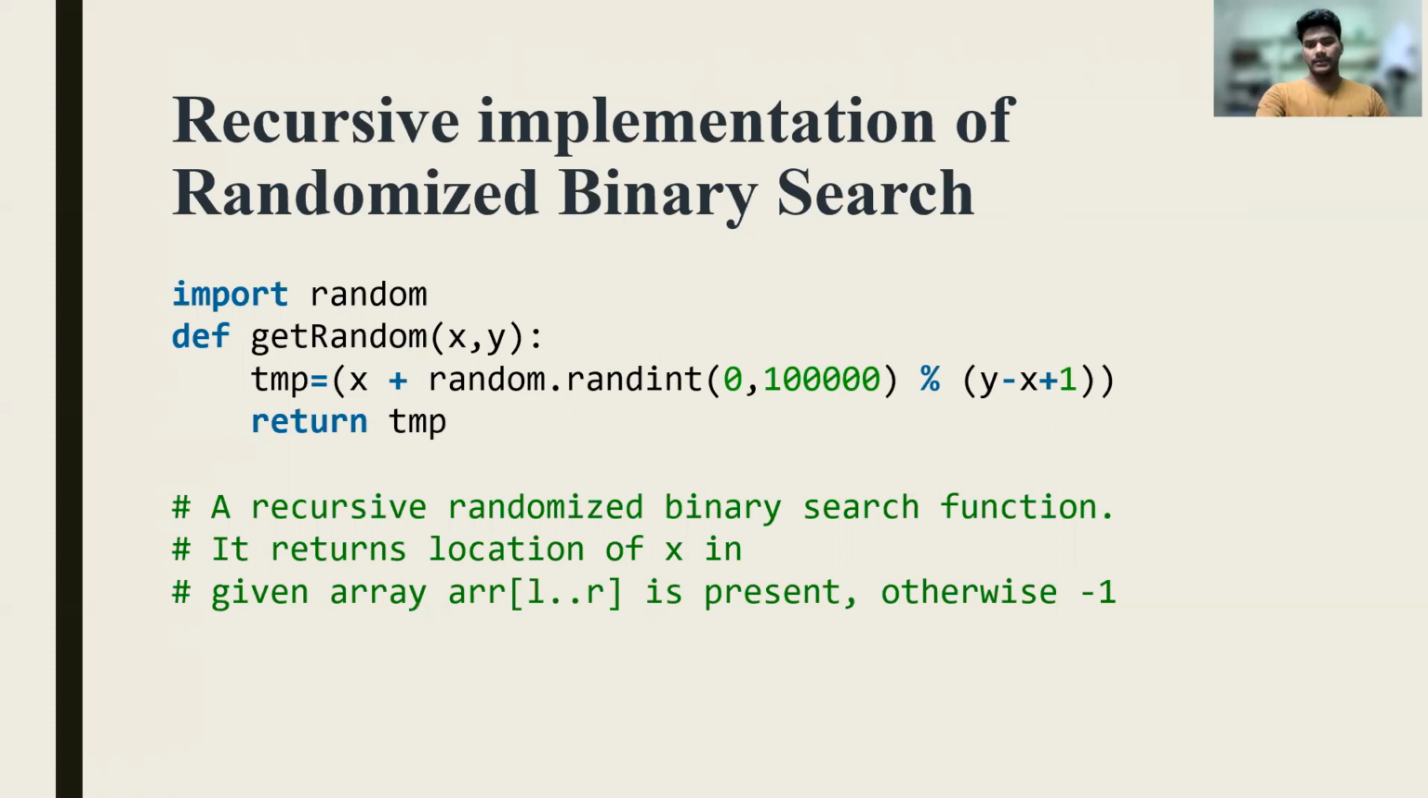and it is taken modulus y minus x plus 1. Here x and y are the start and end of the given array, and it directly returns the temporary variable. Now a recursive randomized binary search function returns the location of x in the given array from l to r if it is present, otherwise it gives -1, meaning false.